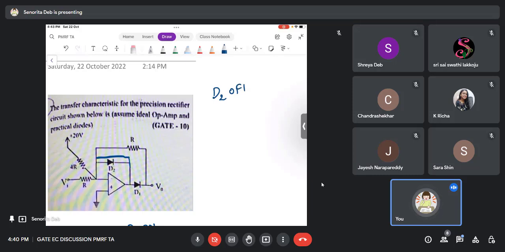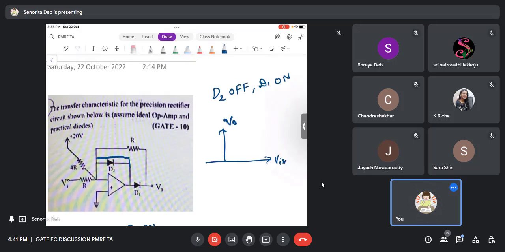So in the question what they had done was they had given this circuit, and they have given these various graphs between V in and V naught, and they have asked which one is correct. Okay, so the first thing that you see is that this is 0 volts, right? This is 0 volts.